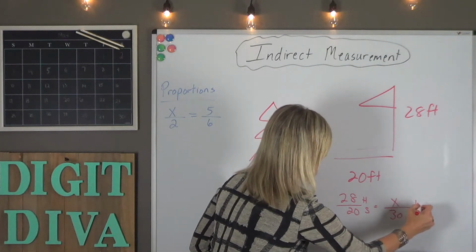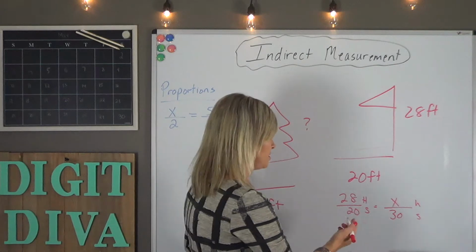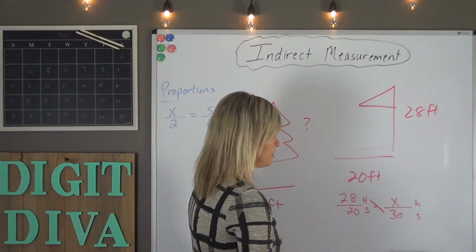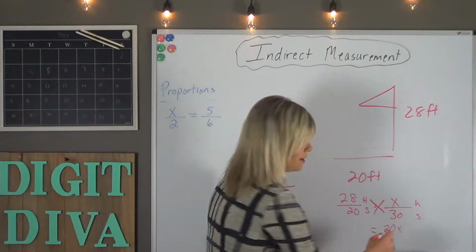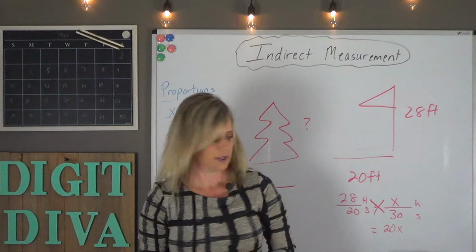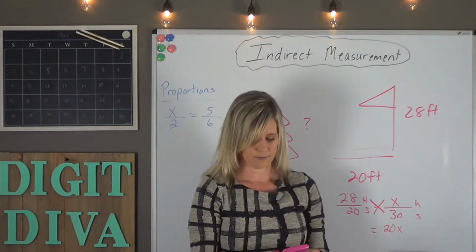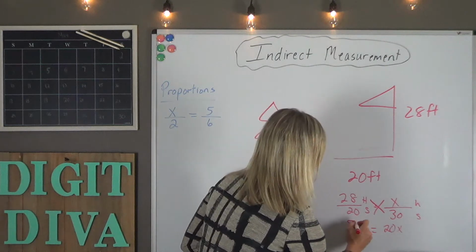Okay, so we have height to shadow as height is to shadow. And then we just simply cross multiply. 28 times 30 is equal to 20 times x. Okay, so I'm just going to grab my calculator and do the math. All right, so we have 28 times 30, which is going to give us 840.